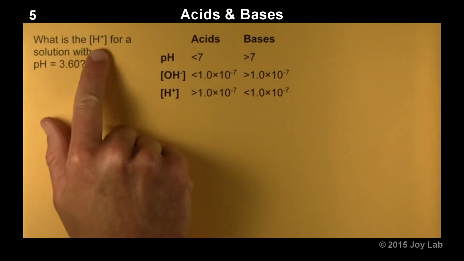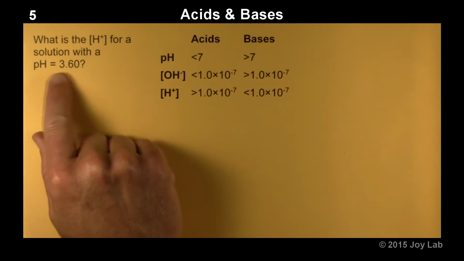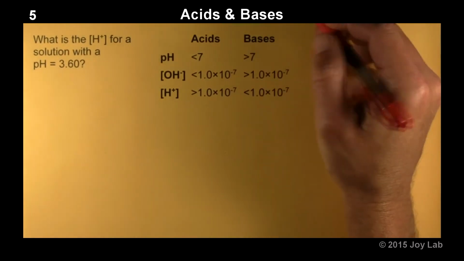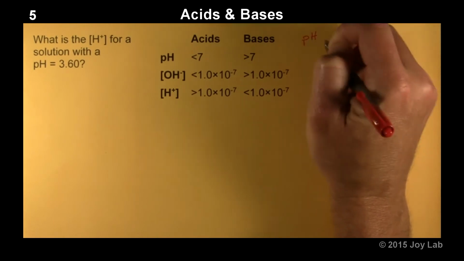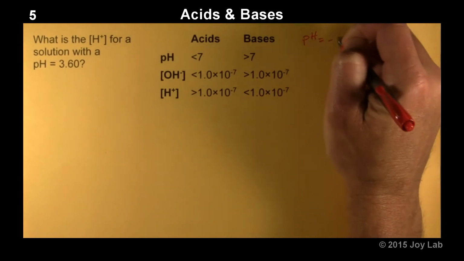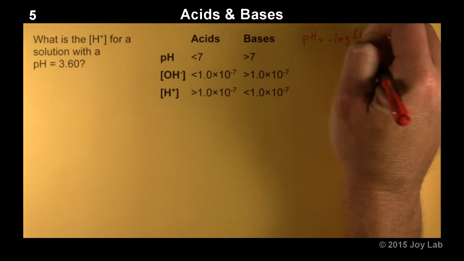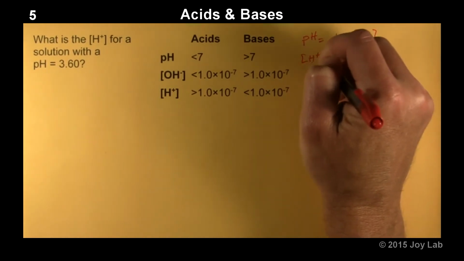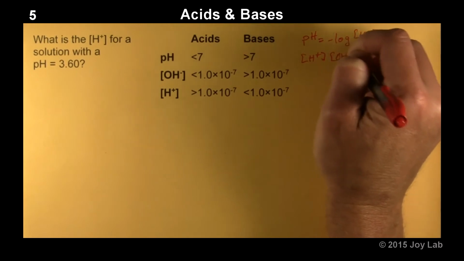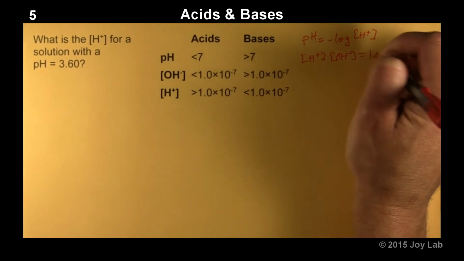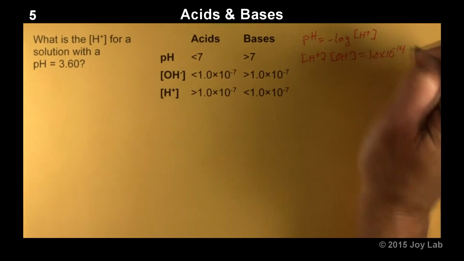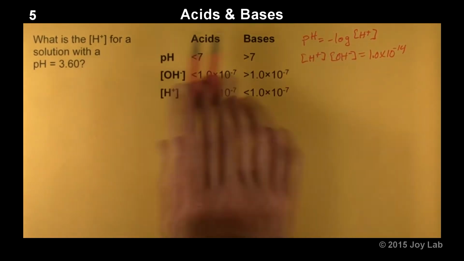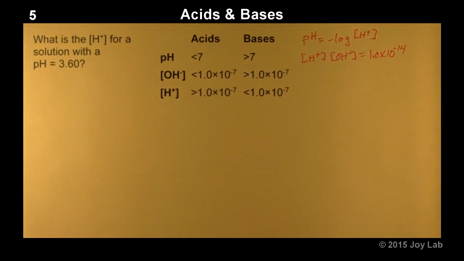So here we want to find out the H plus concentration for a solution with a pH of 3.60. With all this pH business, we have two equations we keep coming back to. pH is equal to the negative log of the hydrogen ion concentration. And we know that the hydrogen ion concentration times the hydroxide ion concentration is equal to 1.0 times 10 to the minus 14. Well, we have pH, and we need to figure out the hydrogen ion concentration, so we're going to use this top one.